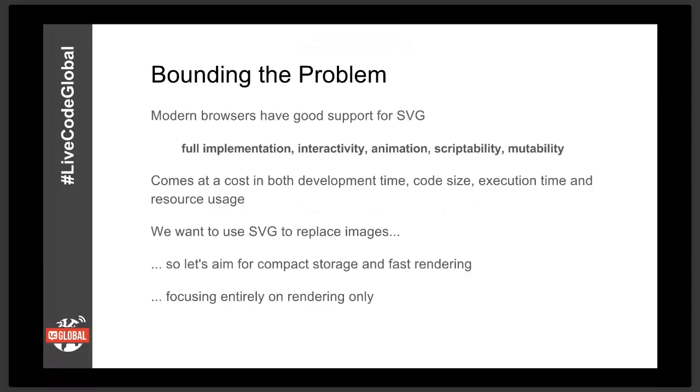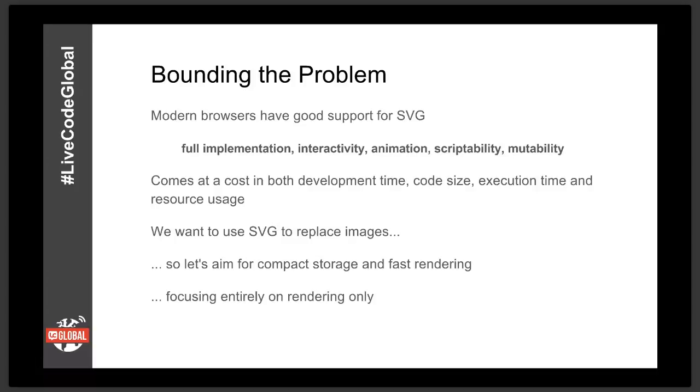We can look to browsers for the current frontier support for SVG, I think. Most modern browsers, particularly Chrome, I suspect, and Safari, have exceptionally good support for SVG in full specification 1.1. They provide the full implementation. It's interactive. It provides all the animation support. It's scriptable with JavaScript, and it has a full document object model, including mutability, which means you can actually manipulate it at runtime. Of course, that kind of thing comes at a great cost in terms of development time, the code size, the execution time of actually rendering and manipulating the SVG, and the resource usage at runtime.